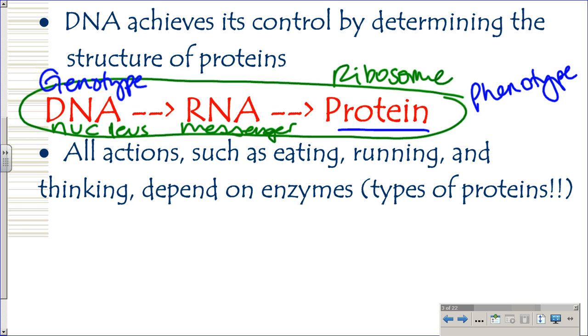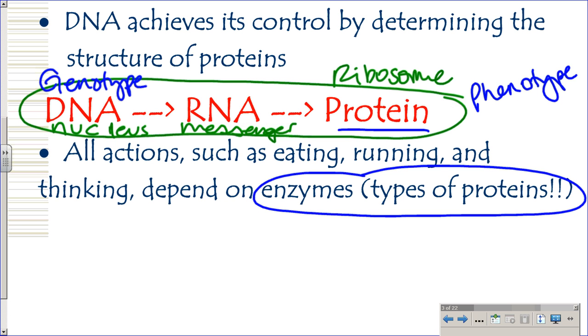Okay. All right, and these proteins are going to control a lot of this stuff, particularly enzymes, which are the most important part of these proteins that are made. Okay, so enzymes are an important one. Go on the next slide in just a second, okay?